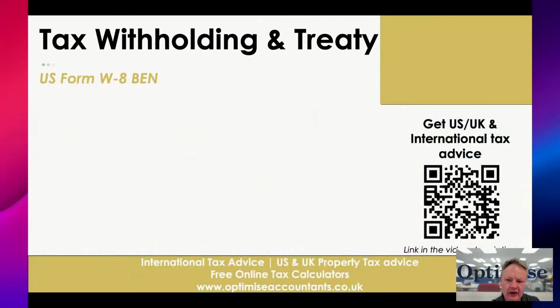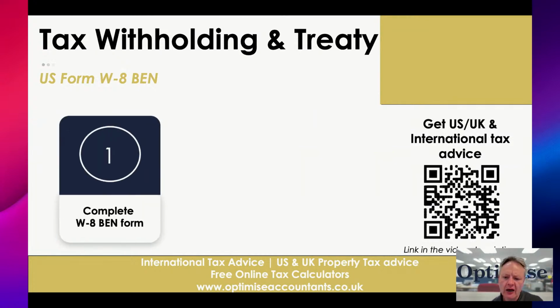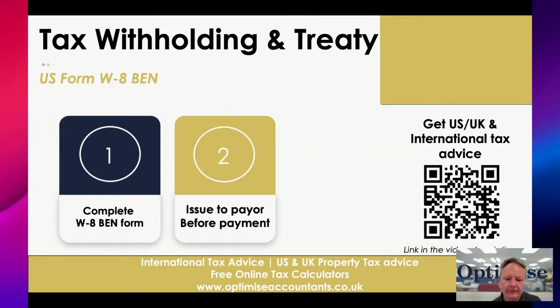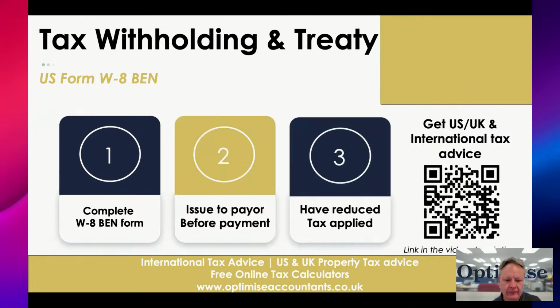There is something called a W8BEN form for you to reduce that possibility. So that's also worth mentioning. A W8BEN is a tax treaty withholding document that says to the US tax authorities, well, I'm in the United Kingdom, I'm going to use the US-UK tax treaty, and therefore I do not need to pay taxes on certain income. Fill in the W8BEN form, and that will alleviate the problem. You have to issue that to the payer before the payment is made to you, and have reduced tax applied, which is really, really important.